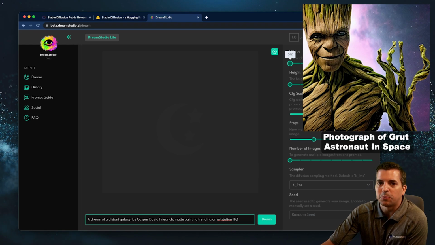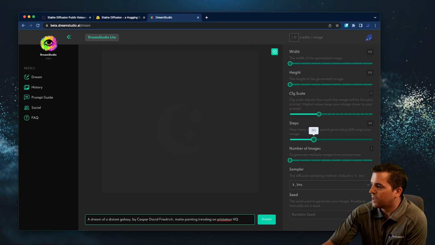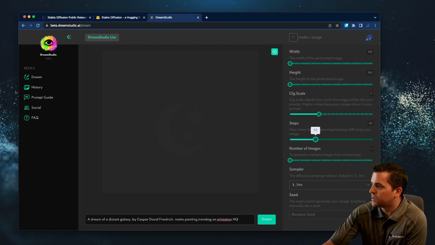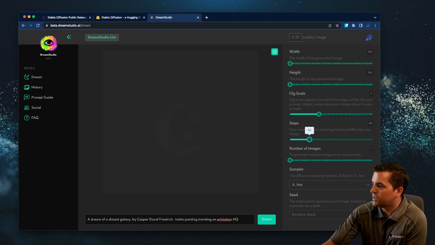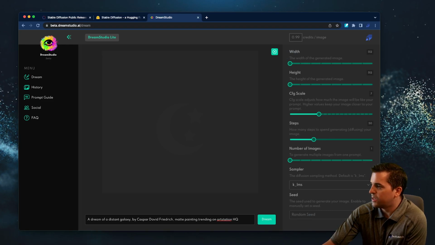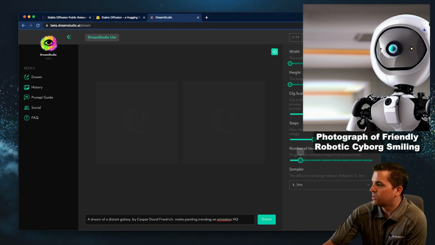I've generally kept the width and the height the same, and really tried to keep a lot of these steps pretty much where they have them set. You can see that you use up credits whenever you change these, so you'll want to be aware of how many credits you're using per image. And you can choose the number of samples that you generate as well.